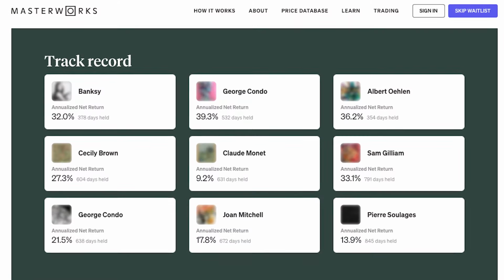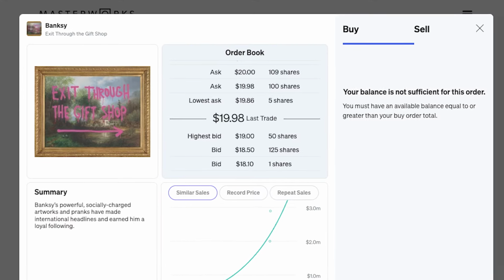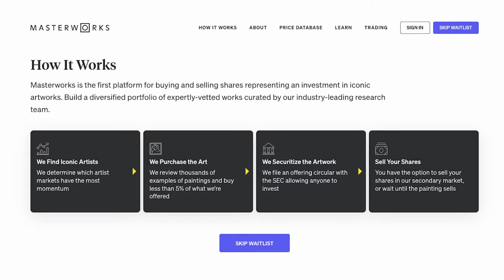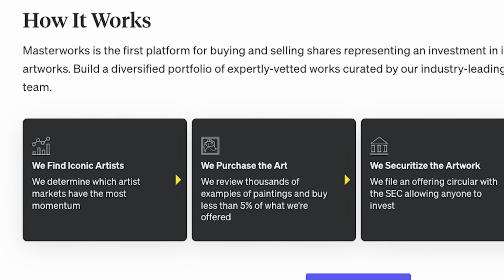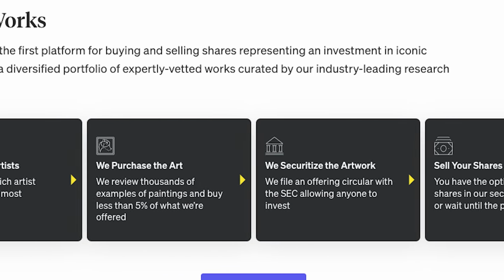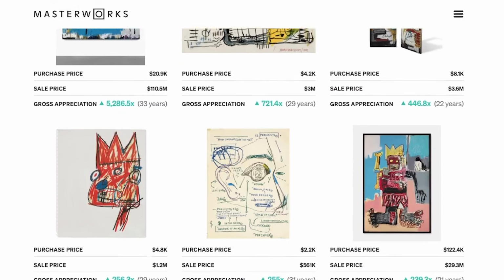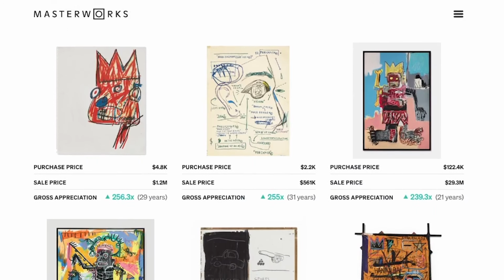Now, in terms of artwork investing, companies like Masterworks actually let you buy shares of blue chip artwork without having to have millions of dollars in the bank. And this includes million-dollar works from the likes of Banksy, Picasso, and Warhol. And Masterworks handles all of the work for you, ranging from finding the art, securitizing it, issuing shares to investors, and then letting you purchase them on its website. In fact, their experts analyze over 5 million data points to find the best works that you can invest in.